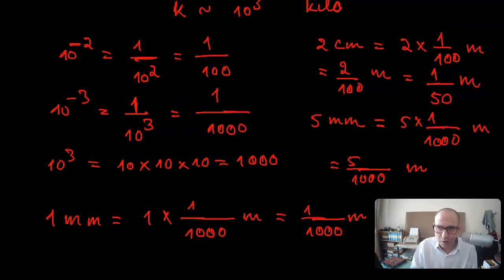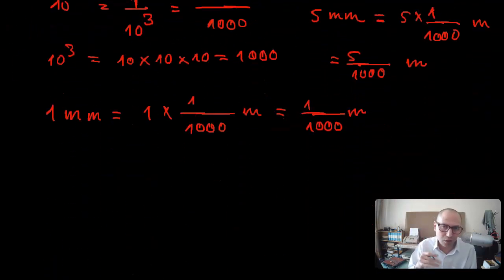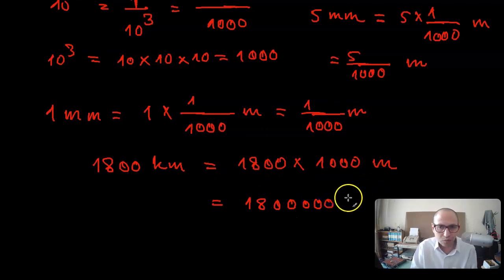And then by the same logic, for example, when you say that the distance between New Delhi and Karnataka is approximately 1,800 kilometers, that means 1,800 into kilo, which is 10 raised to the power 3, which is 1,000 meters. That is the same thing as 1,800 with three zeros added, because you're multiplying by 1,000, and that would be 1,800,000 meters basically. That's a large distance essentially, right?